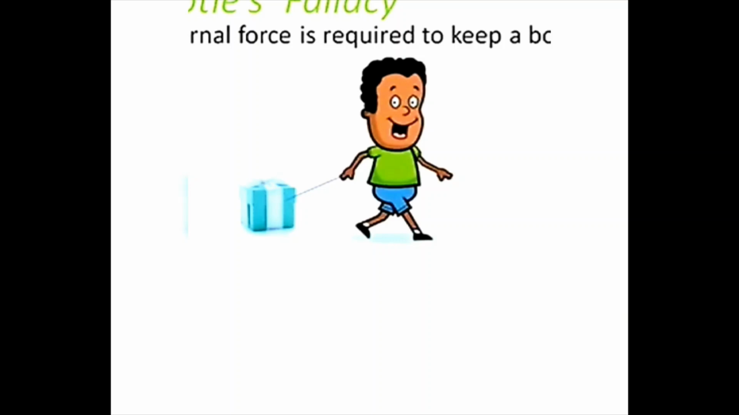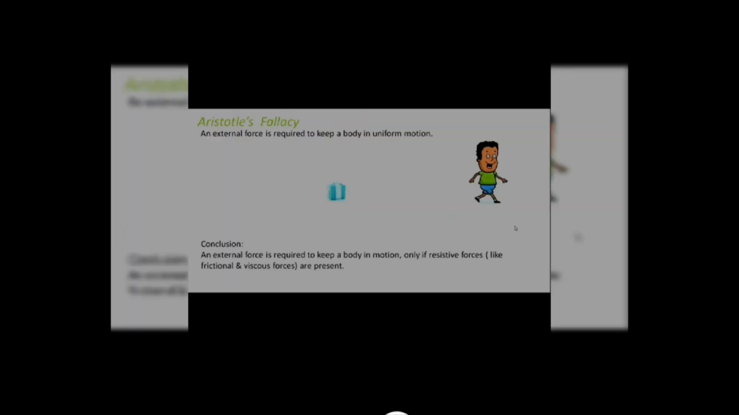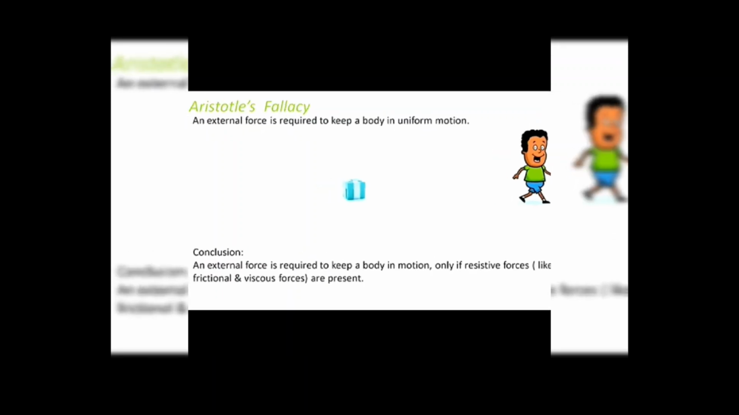That was Aristotle's idea. But the fallacy or the failure in Aristotle's principle lies in the fact that whatever he observed was correct, like the example which I told, but what he interpreted from that observation was not correct. Aristotle thought that an external force is required to keep the body in uniform motion. But actually, why did the body stop? Or what was the external force actually doing?